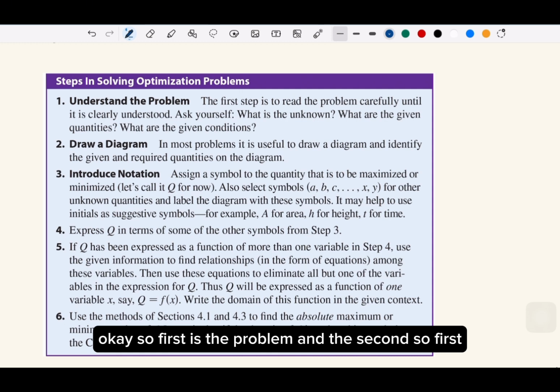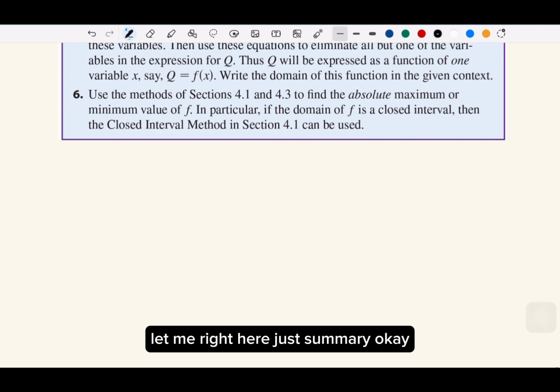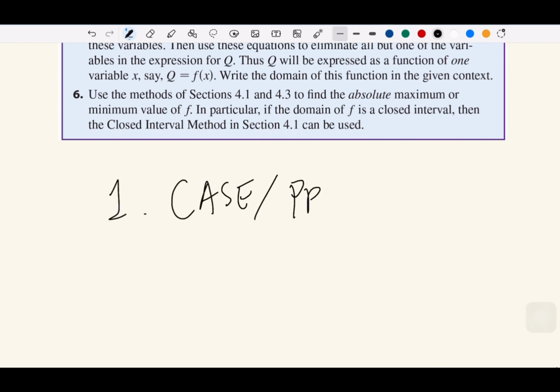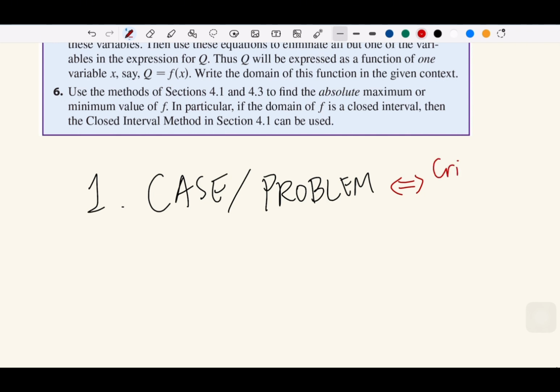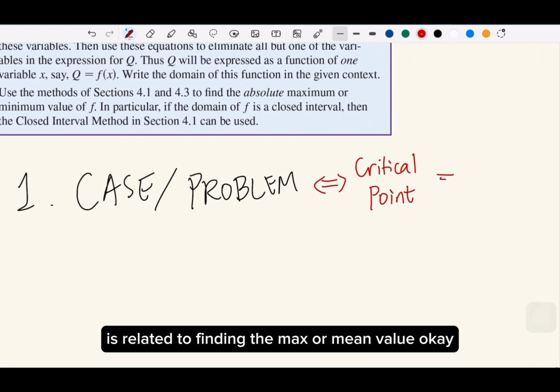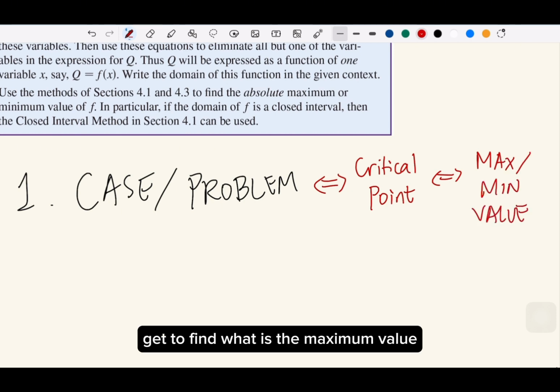Okay, so first is the problem, and the second, so first, let me write here just a summary, okay? You have a case or problem that somehow relates to a critical point. The critical point is related to finding the max or min value, and this is actually our goal: to find what is the maximum value, what is the minimum value.